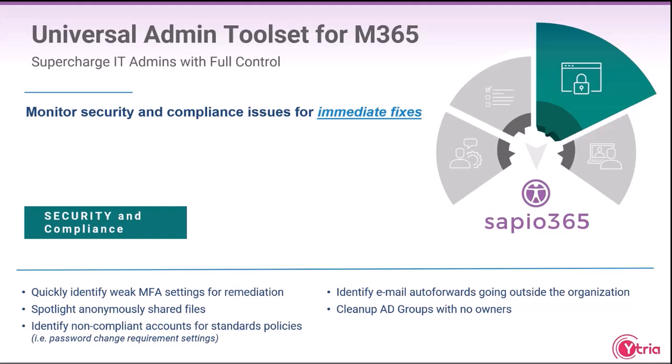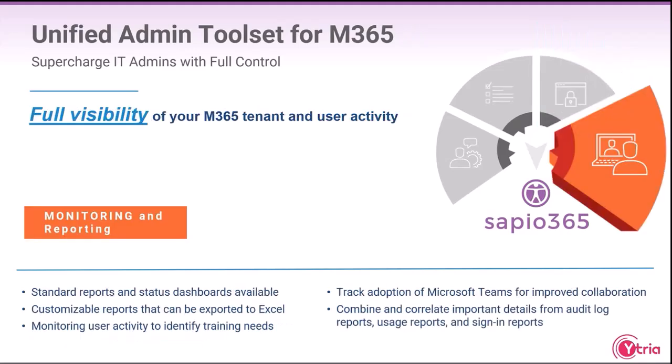Security issues: being able to spotlight these needles in a haystack so you can get them fixed quickly. Find groups that don't have any owners and get those cleaned up, people that have shared files anonymously outside the organization or are auto-forwarding their email outside the organization. All these little things, we help you find them and get them fixed right away. And then monitoring and reporting. If your bosses want beautiful reports of usage activity, of adoption, functions, all this type of stuff, we can easily provide that to you because all of the information we bring together into a single pane of glass.